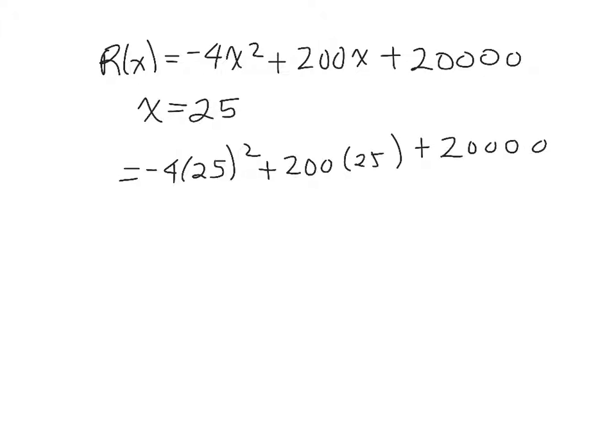So following our rules for order of operations, we're going to be squaring 25 first. 625 times 4 plus, now again, 200 times 25 plus 20,000. That gives us a value of $22,500, and that will be our maximum revenue.